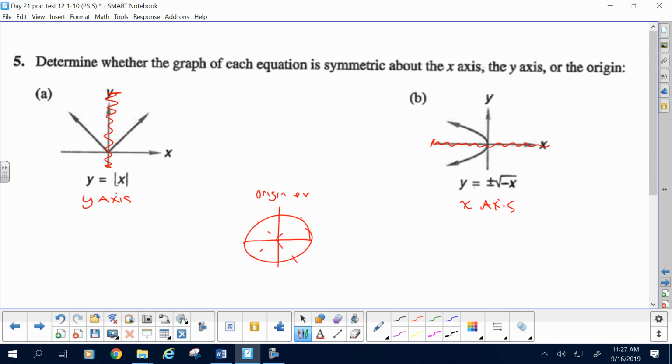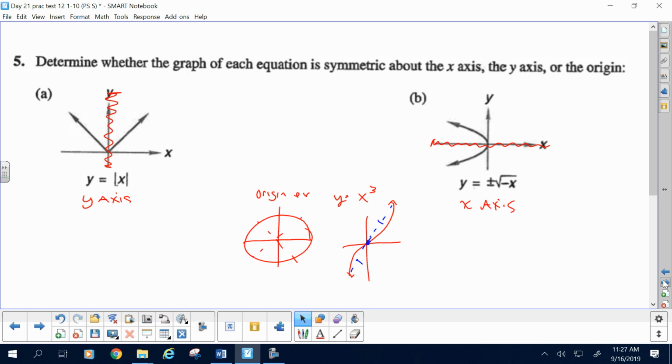What about a power? X to what power? Cube, yeah, x cubed is symmetric about the origin. The idea is it's point symmetry. If you draw through the point of symmetry on either side, the distance to the curve is always the same on either side, no matter where you draw. Cool. Okay, tangent is also.